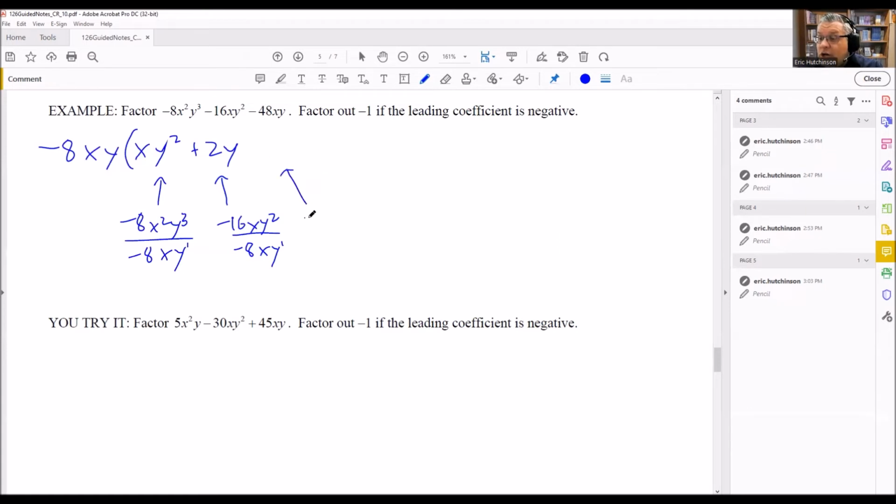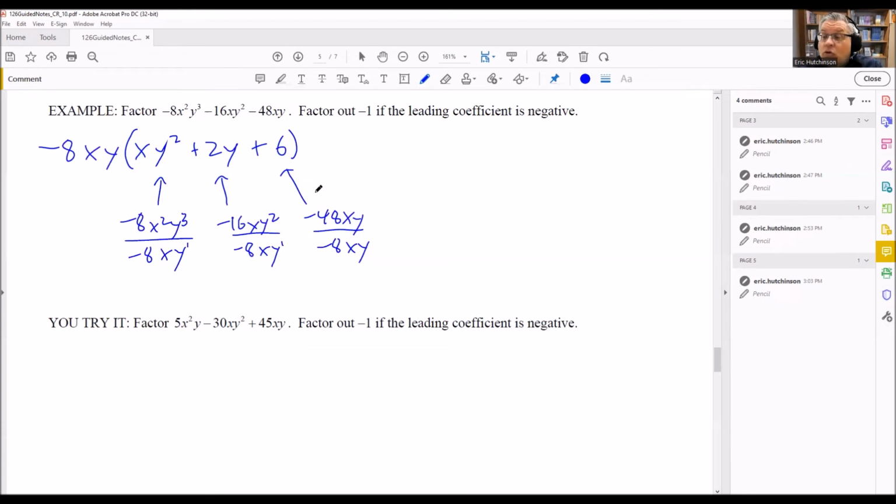Then the very last one, I have -48xy. I want to divide this by -8xy. -48 divided by -8 is +6. X's are going to cancel. The y's are going to cancel. And so this would be fully factored, what I have inside the parentheses there.